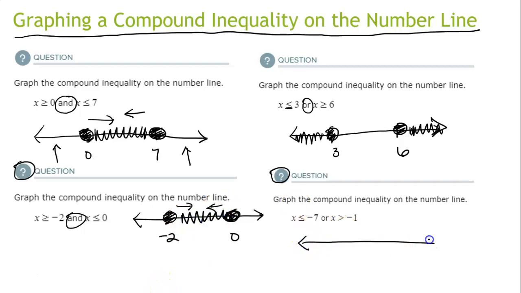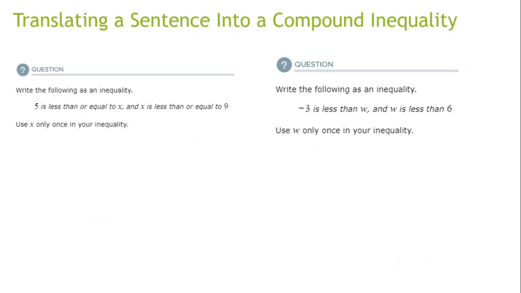This was an or problem. The two numbers were -7 and -1. The -7 needs a shaded in circle. The -1 needs an open circle because it's greater than. This time it's an or, that's telling you it's an out between problem. These numbers could either be less than -7 or greater than -1. We don't say and because that's not possible at the same time. So essentially, for a compound inequality, we're just putting two inequalities on the number line. It's either in between or out between.